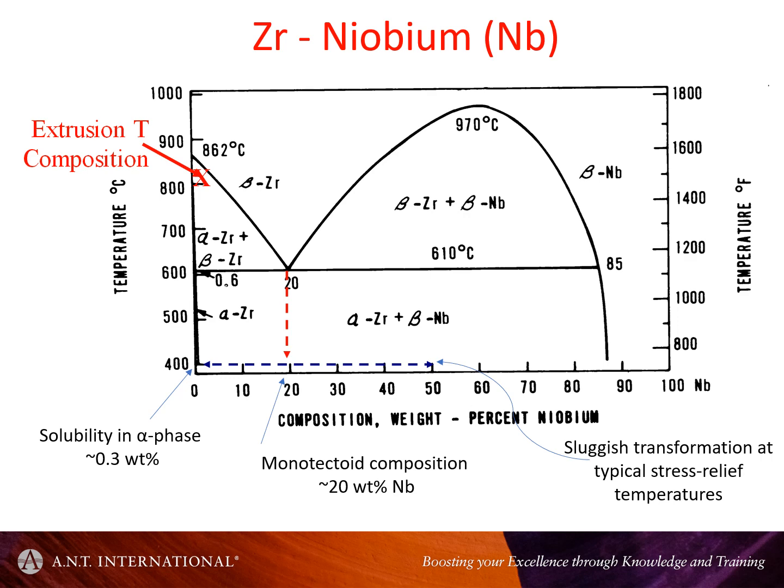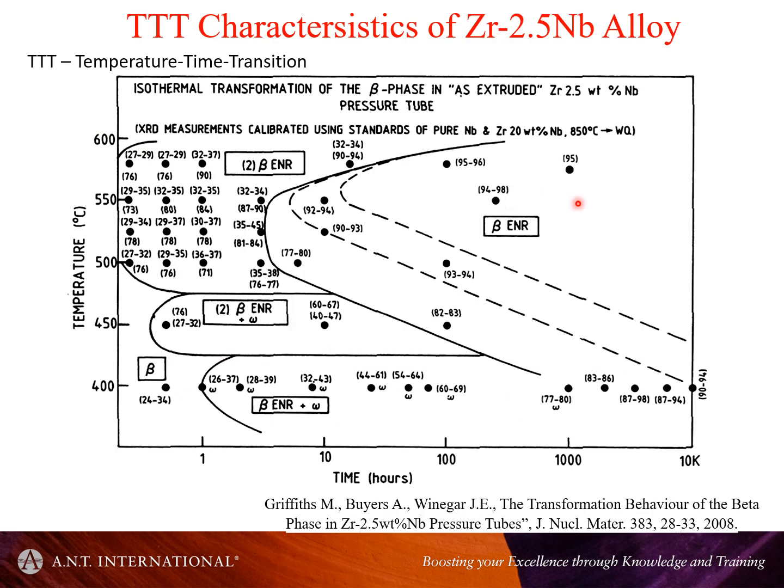What about zirconium niobium? Well, when it's produced as tubes, you extrude it at high temperatures, and as the material cools, it hits what's called a monotectoid point here, and at that point, any further cooling, because the transformation is sluggish, by the time you get down to reactor operating temperatures or even room temperature, it's in a metastable state, and you have to heat treat it in this region between 300 and 600 degrees centigrade in order to get it to an equilibrium state.